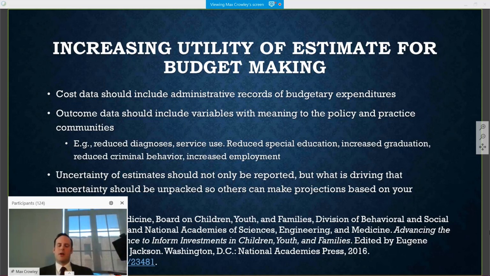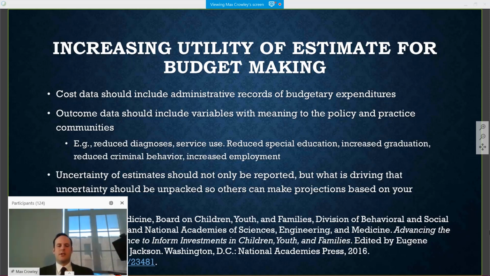So making sure to have a wide understanding of costs, but also pay attention to the actual expenditures, not necessarily a purely projected expenditure, but very clear actual expenditures. Further, the outcome data itself should include variables with meaning to policy and practice communities. So this in particular references the need to evaluate the impact of our programs on outcomes that have direct value and implicit value even to policymakers or practitioners.